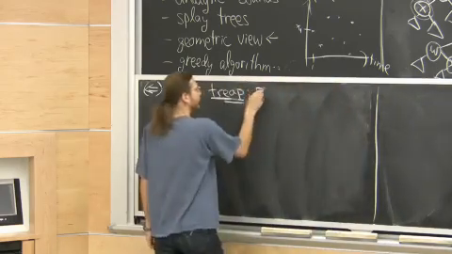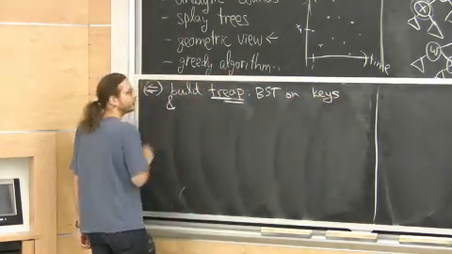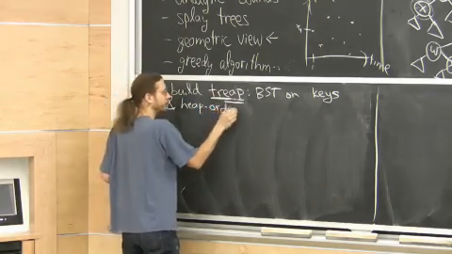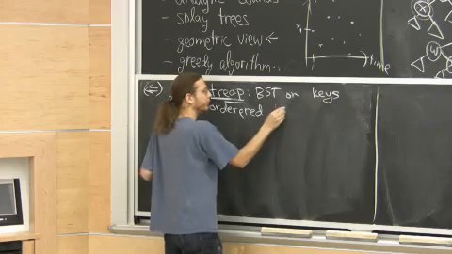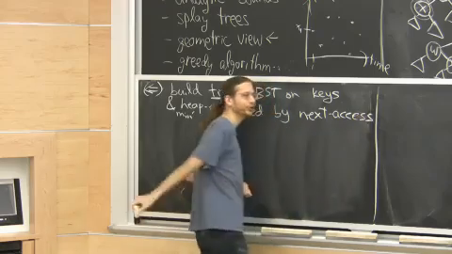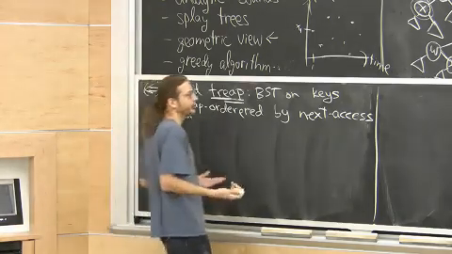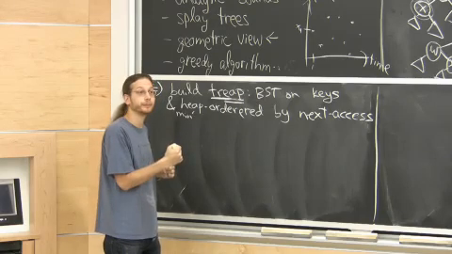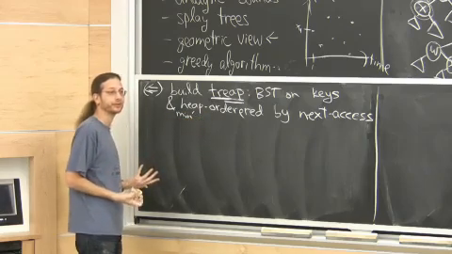So binary search tree on the keys. And it's heap ordered, min heap ordered, by next access. I didn't say I was going to give you an online algorithm. This is an offline algorithm. So if I look at a key and it's going to be accessed next, it better be at the root. Next access will always be at the root if you're heap ordered, if you're a min heap by next access. This is great.